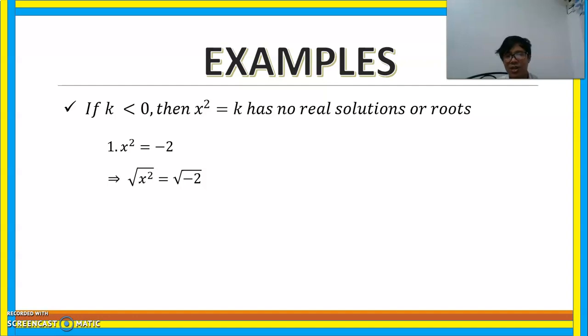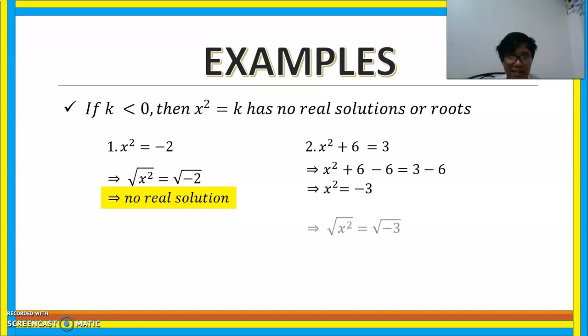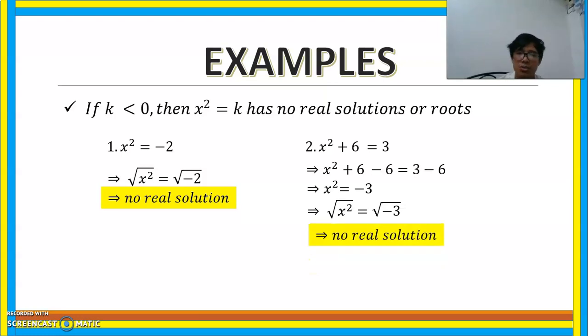So, if we're going to get the square root of a negative radicand, the answer has no real solution. Let me repeat: if the square root of a negative radicand, the answer has no real solutions. Another example, x squared plus 6 equals 3. Combine first the similar terms by applying SPE. Subtract both sides by 6. So the answer is x squared equals negative 3. Again, extracting square root, square root of x squared equals square root of negative 3. The answer is still no real solution.